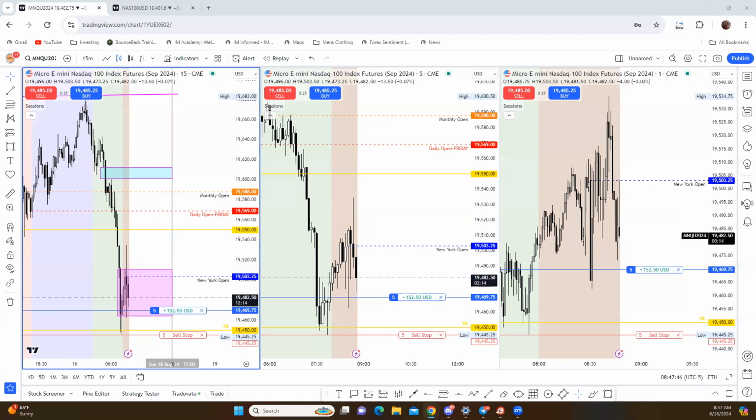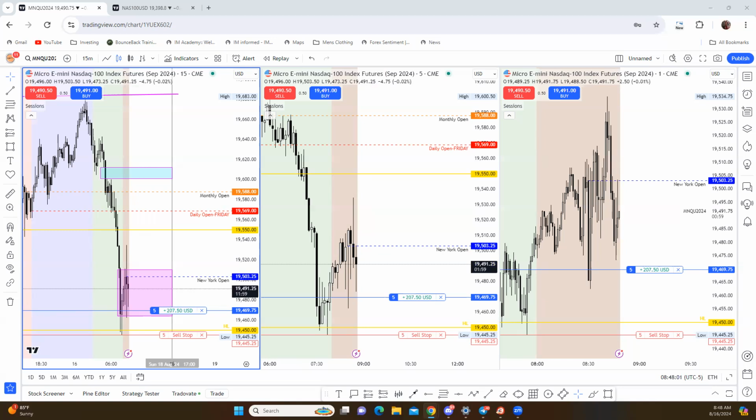They're kind of breaking down there at New York Open, so not the best price that I like to see. Unless this turns into, like I said, a 1 minute demand mitigation, a 15-minute demand. That rejection's not the greatest.